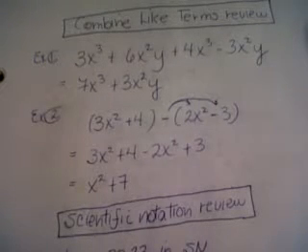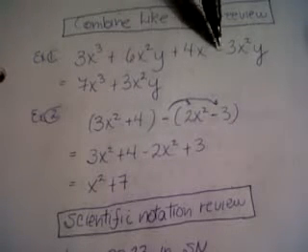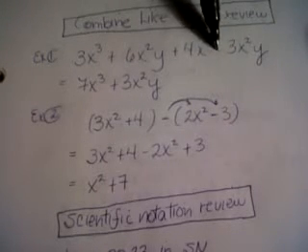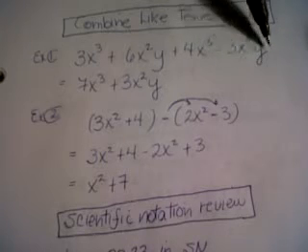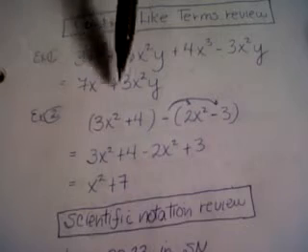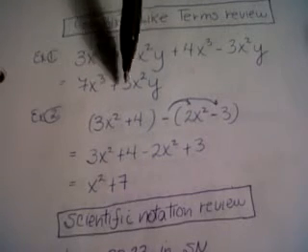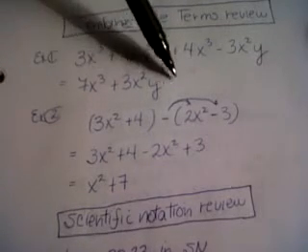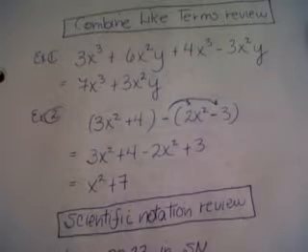Then I have a 6x squared y. So I'm going to look and see if I have any other x squared y's, and I do. I have a negative 3x squared y. This negative sign goes with that 3x squared y. So I can combine those. And 6 minus 3 gives me 3, and I have 3x squared y. I cannot combine these. They do not have like terms.